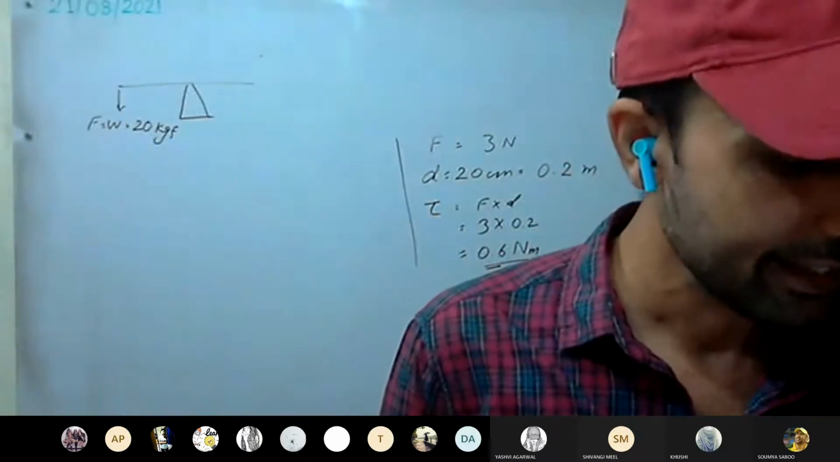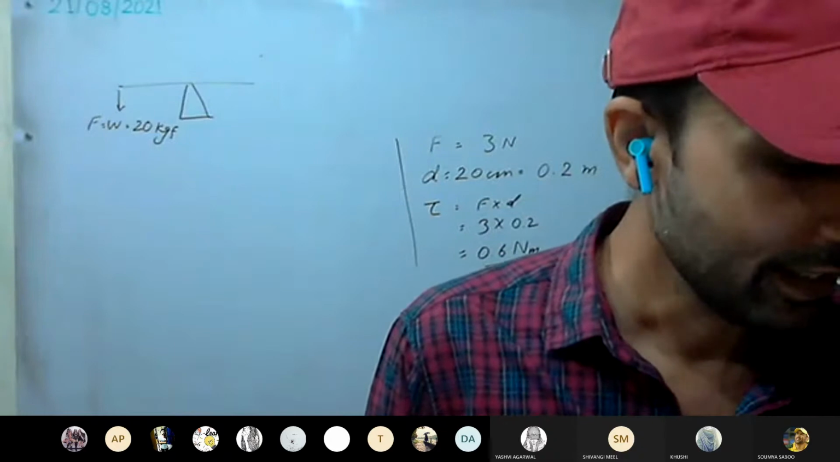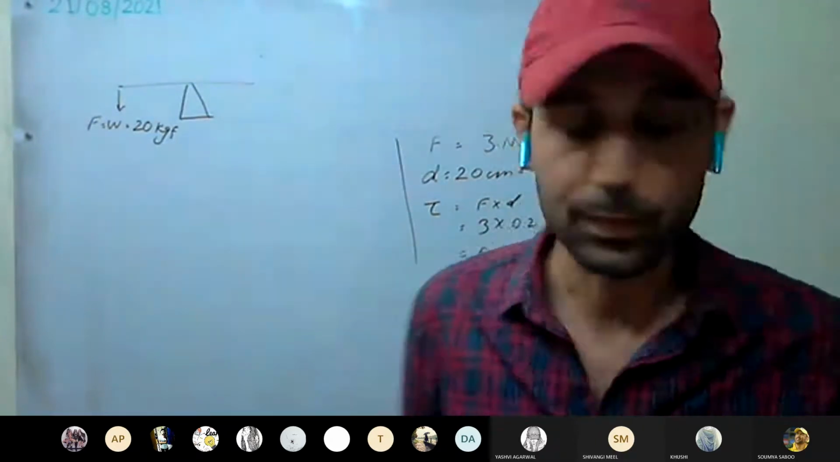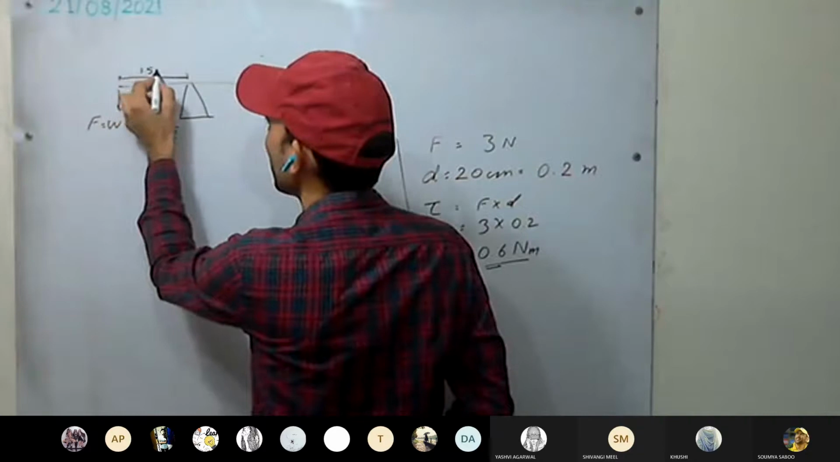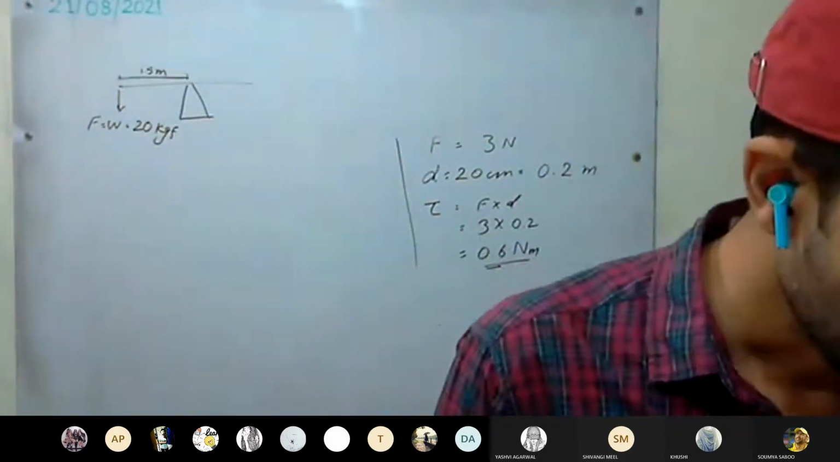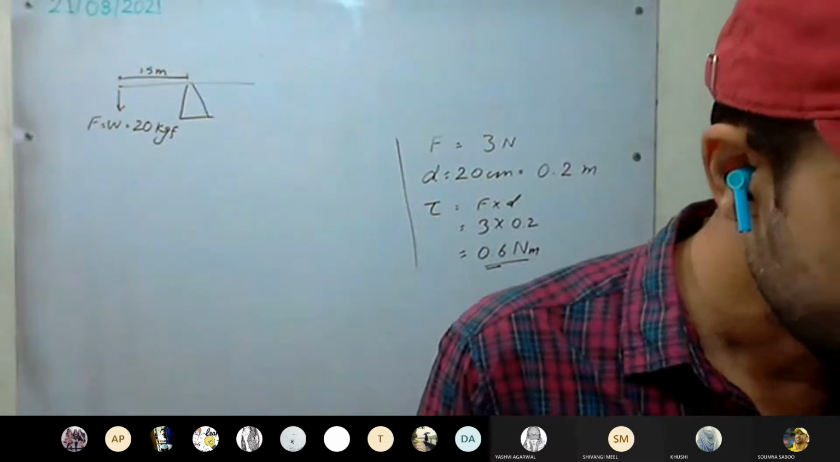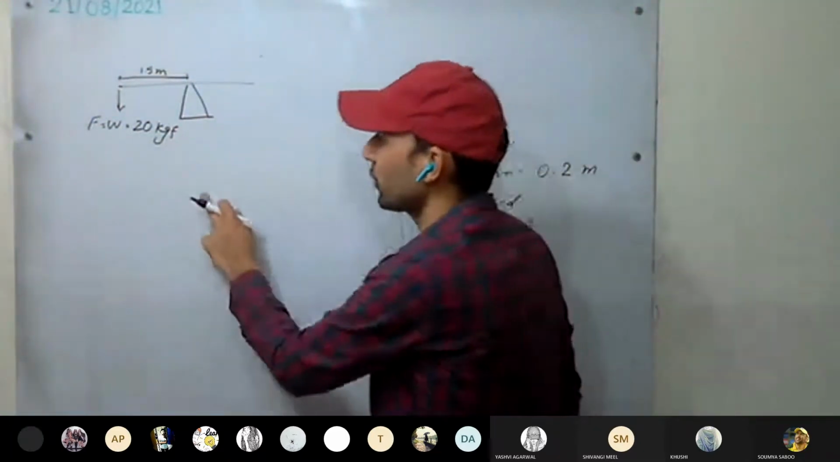Okay, so a child weighing 20 kgf. We'll discuss that after some time. The 20 kgf child is sitting at a distance of 1.5 meter from the fulcrum. The child can be male or female. Now, what is the moment of force of the weight of the child?